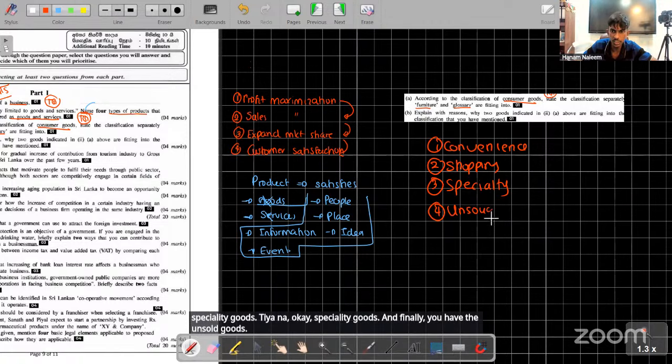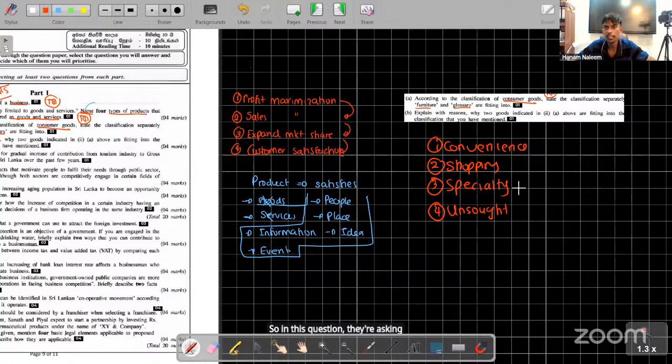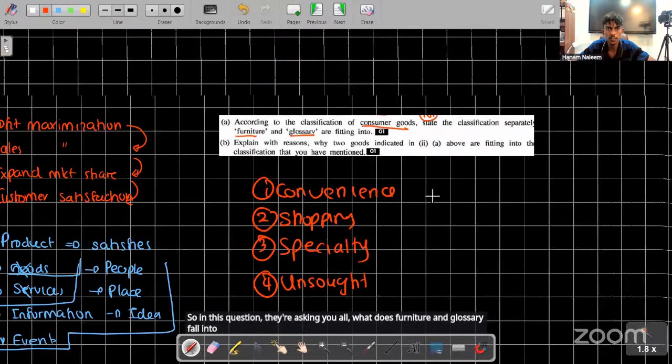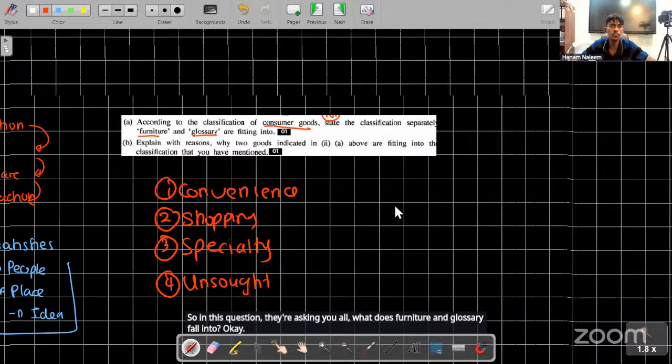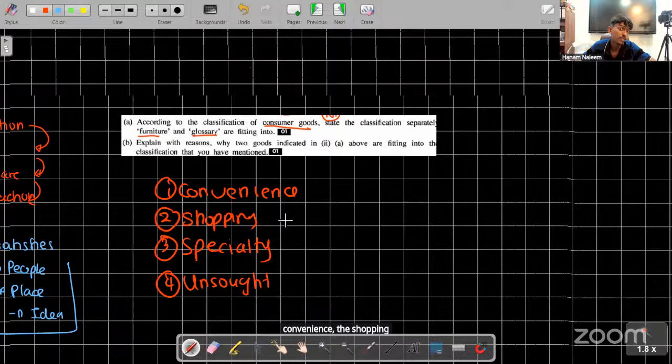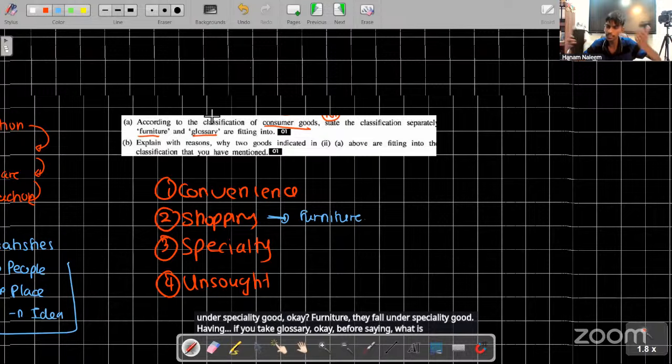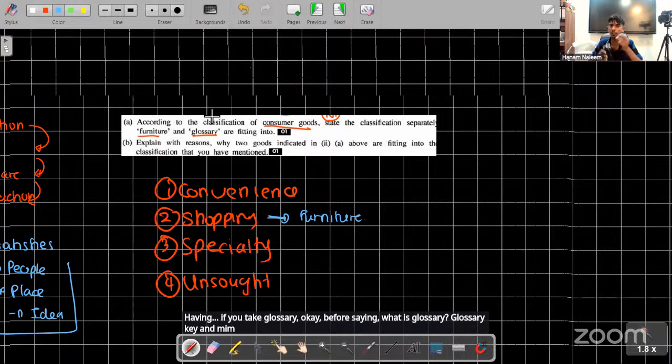So in this question, they're asking, what do furniture and grocery fall into? Where do furniture and grocery fall into? Usually furniture, if you take it, falls under which type of good? Convenience, shopping, or specialty good? Okay, furniture falls under specialty good. If you take grocery, before that, what is grocery? What does grocery mean?